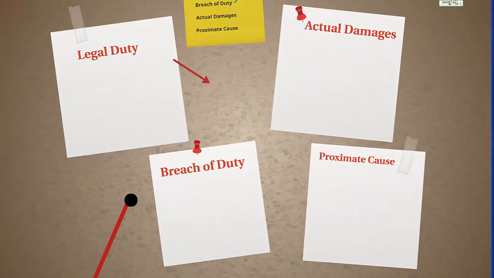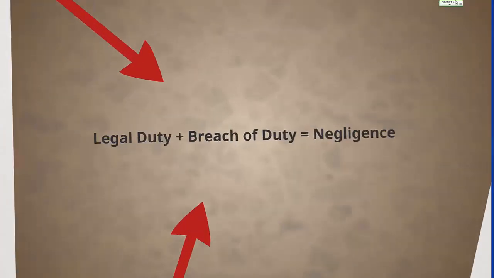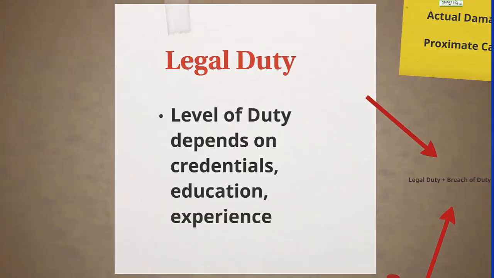Again, you have a legal duty and a breach of duty, and together, these equal negligence. The legal duty actually depends on the credentials, education, and experience of the tortfeasor, the person committing the tort. In other words, a person who is an expert, has a degree, or some other type of credential and years of experience in an area owes a higher level of duty to others than someone who has no credentials, education, or experience. If I were to be giving insurance advice to someone because of my credentials and my education, I would owe a higher level of duty than someone who's never studied or worked in insurance.